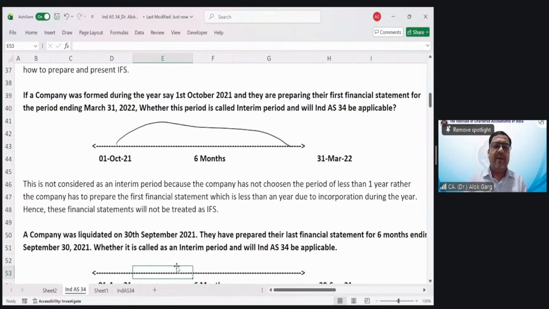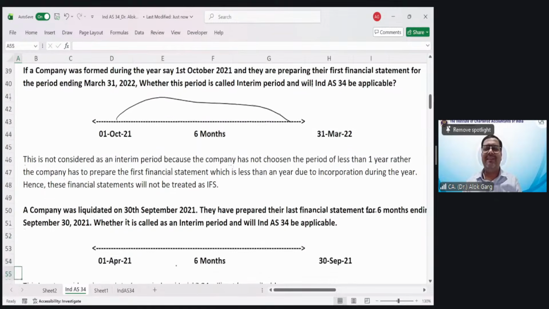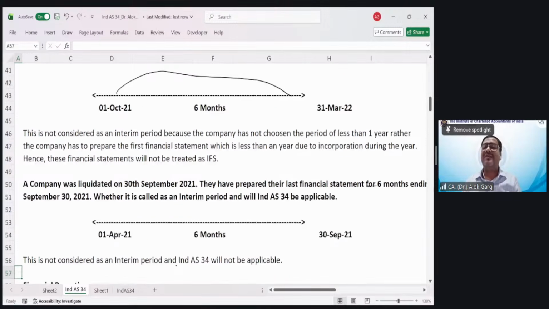Clear? A company was liquidated on 30th September 2021. They have prepared their last financial statement for the 6 months ended 30th September 2021. Whether it is called an interim period and whether Ind AS 34 will be applicable? No, it is not an interim period. Ind AS 34 is not applicable. This is not considered an interim period as the entity has not chosen to prepare an interim period within the full year. Since it is the last financial year, that is why it is for 6 months. Ind AS 1 will be applicable. Absolutely right, Saminathan.